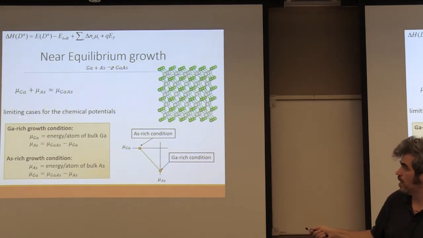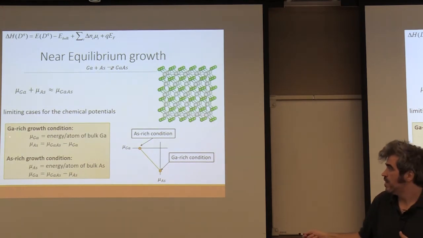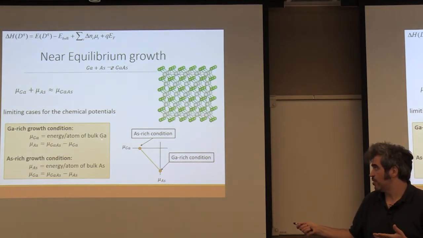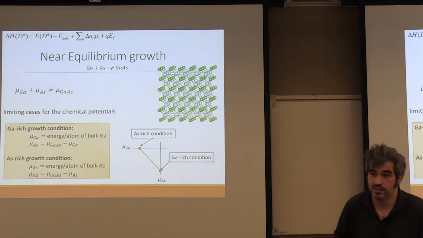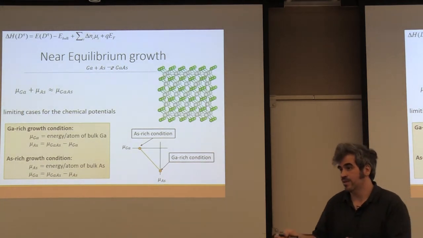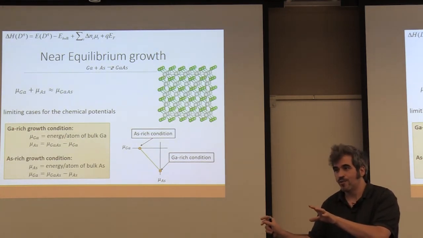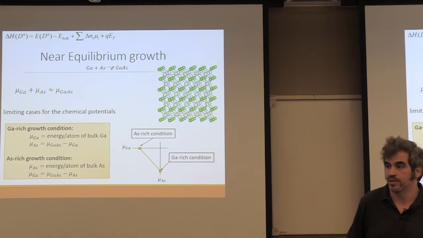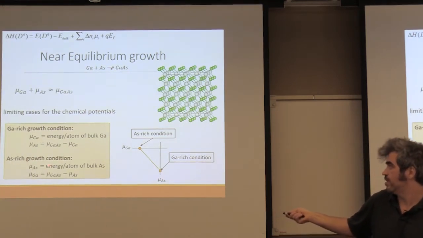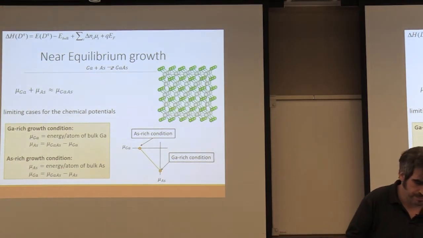So what you do is you say, in the gallium-rich growth condition, the chemical potential of gallium is just given by bulk gallium, and then you just solve for what the chemical potential of arsenic would be in that situation. So if you're growing this material, and there's some gallium forming over here, then you're really in the gallium-rich growth condition. Conversely, you can do the same thing in the arsenic-rich growth condition.